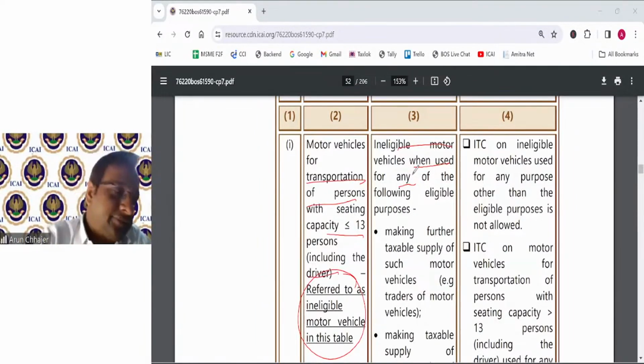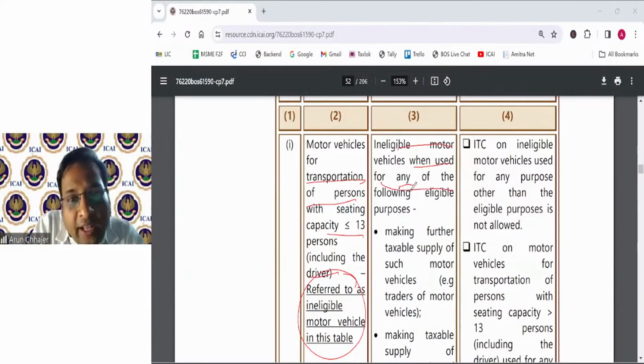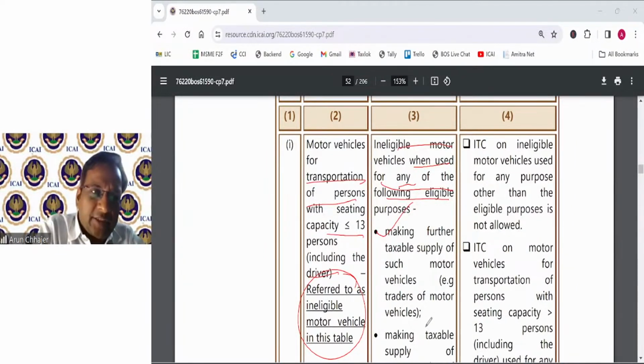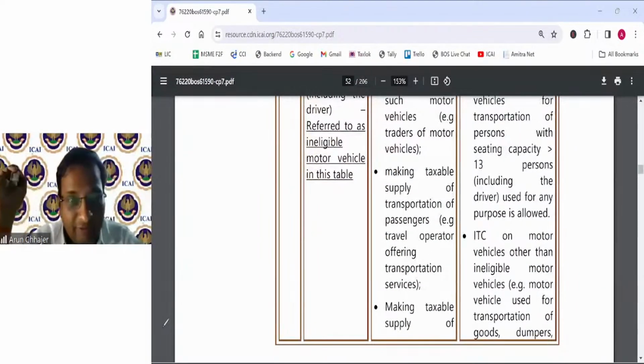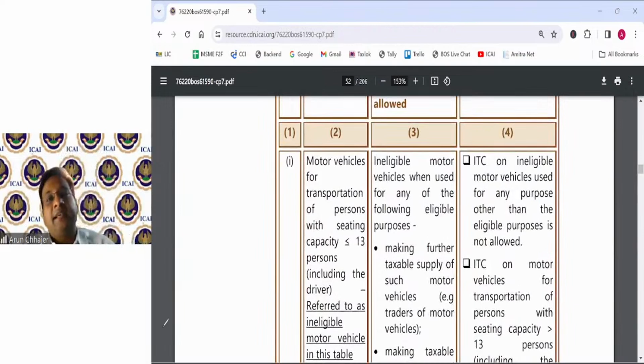Ineligible motor vehicle, when used for any of the following purposes: making further supply, giving training, or transportation of passengers, where the taxable supply is the transportation of passengers, then you can take the ITC. These three purposes are the proviso to that particular point. Then ITC on an eligible motor vehicle used for any purpose other than the eligible purpose is not allowed.